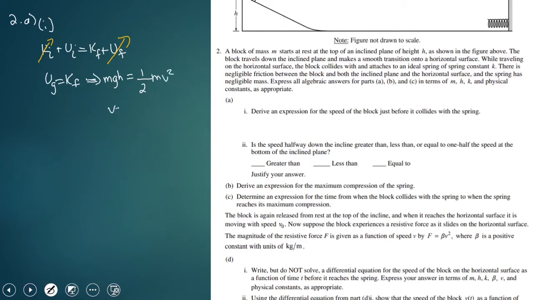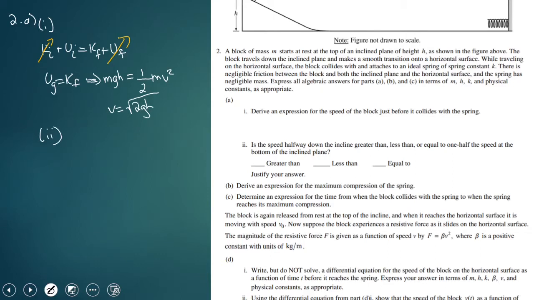And solving, we get an equation that you guys are all probably very familiar with. V is equal to root 2gh. So this is something that we've seen a lot of times in a lot of applications involving conservation of energy. So you're honestly very likely to come across this expression. So that was part I.